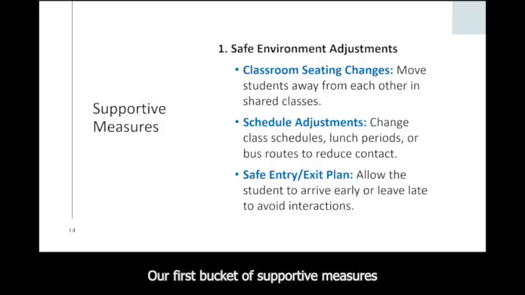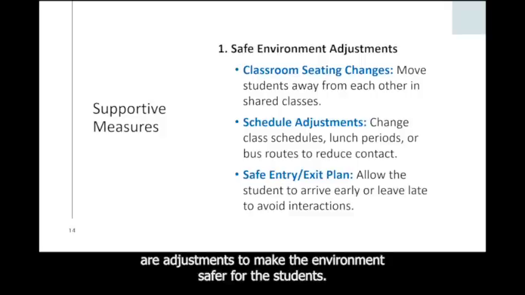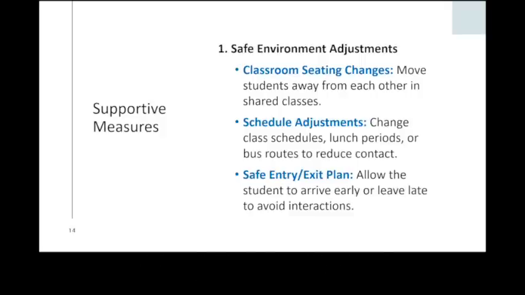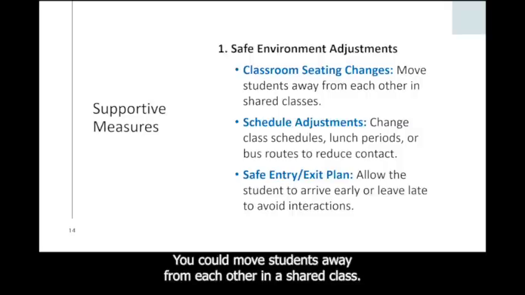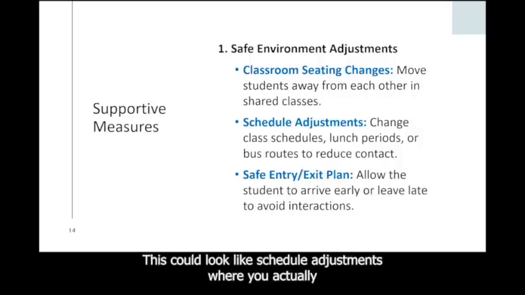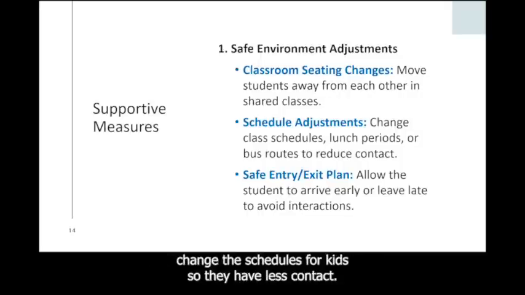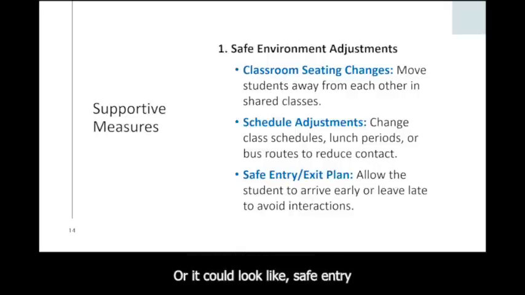Our first bucket of supportive measures are adjustments to make the environment safer for the students. This could look like classroom seating changes. You could move students away from each other in a shared class. This could look like schedule adjustments, where you actually change the schedules for kids so they have less contact. Maybe you change their lunch period, maybe even change their bus route to reduce contact. Or it could look like a safe entry or exit plan, where you allow the student or students to arrive early, maybe leave late to avoid interactions.